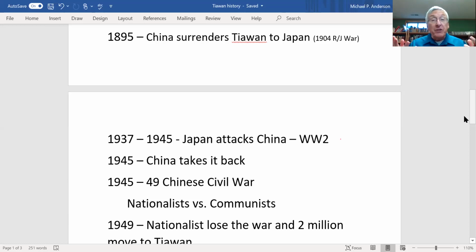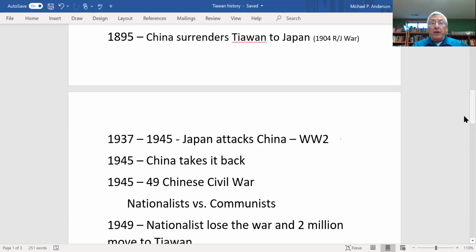Remember the nationalists and the communists. As soon as the war with Japan is over, they just take a deep breath and start fighting each other. And this drags on for another 4 years until finally the communists win. Communists win for a multitude of reasons, which I don't have time to go into, but I would like to because it's really kind of interesting.